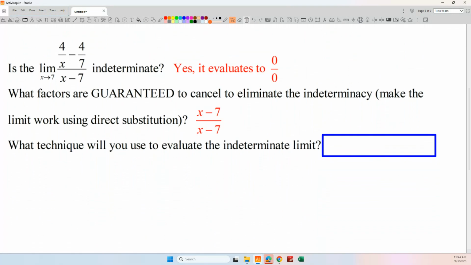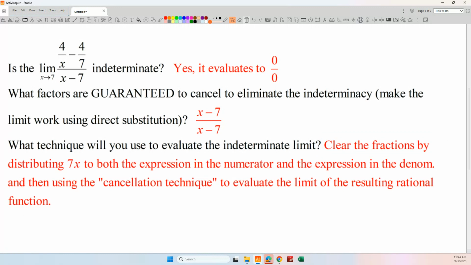So what technique would we use here? Clear fractions, and then cancel like factors, right? Good. Clear fractions by distributing 7x, agreed? That's the LCD of all the denominators. Now, if we had fractions on the top and the bottom, which is possible, I'll probably throw some of those at you for fun. Then you'd have to find the LCD of all fractions on the top and the bottom, right? Because we have to be able to cancel all the denominators, okay? So that's our cancellation technique.